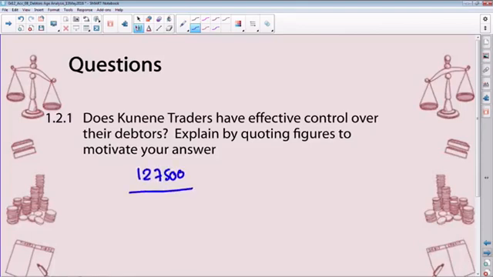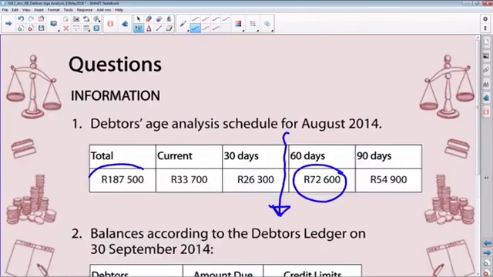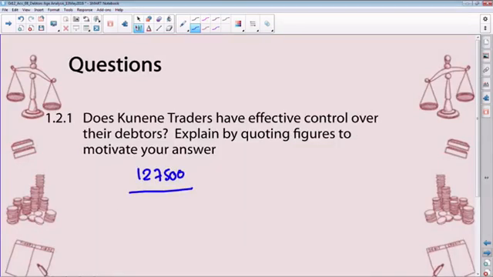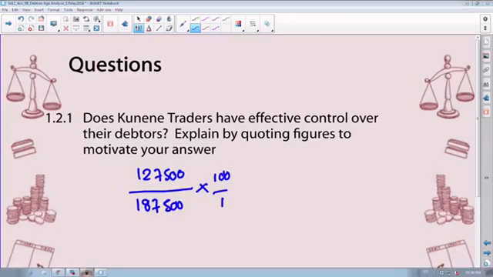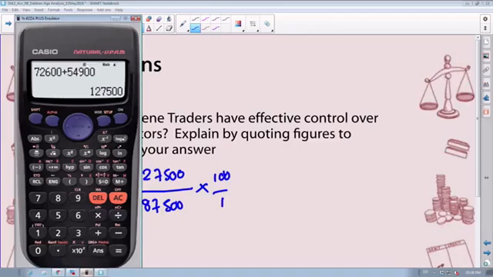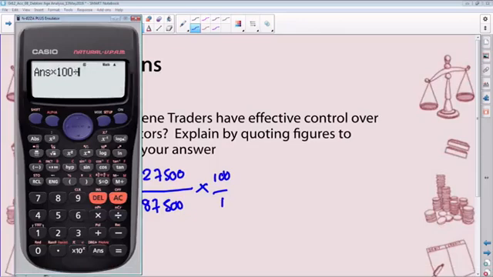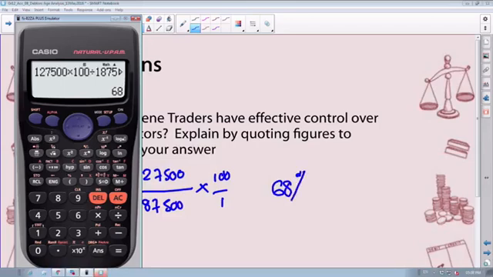Okay, now, if we take the 127,500 and if you recall from the previous question, we take it over what? Over the total debt. In this case here, the total debt was 187,500. So, over 187,500 times 100 over 1. Let's do that calculation. So we got the 127,500 times 100 divided by 87,500, and you are left with an answer of, did we do something wrong? Yes, we did. Let's do it again. It's 127,500 times 100 divided by 187,500, and there's your answer, 68%. What does this indicate to you?